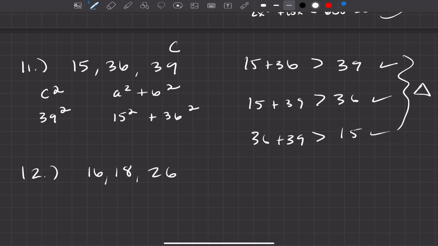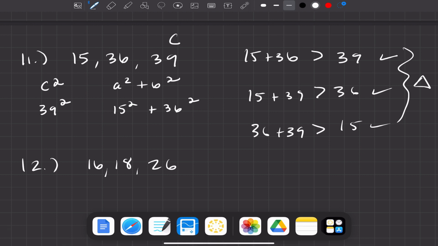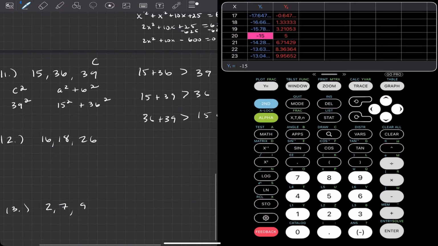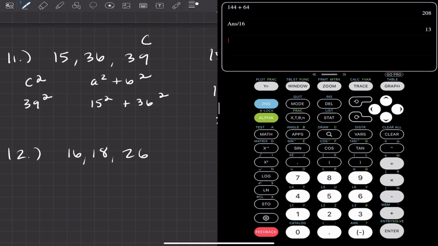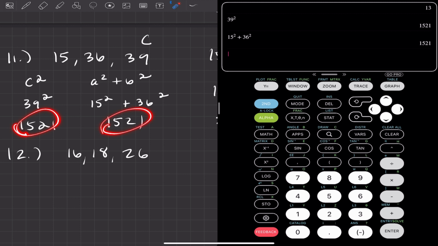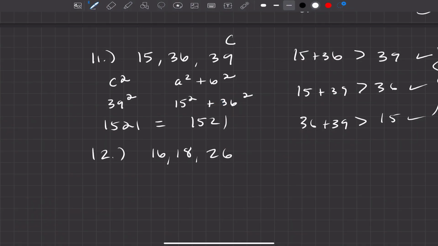Well, 39 squared is, I have no idea what 39 squared is. So I'm going to use my calculator. This is going to help me. So you have 39 squared, that's 1521. And then you have 15 squared plus 36 squared, that's 1521 on the right-hand side. So compare your c squared to your a squared plus b squared. Is the left-hand side greater, equal, or less than the right-hand side? Well, you can see that we have 1521 equals 1521. This is a right triangle.